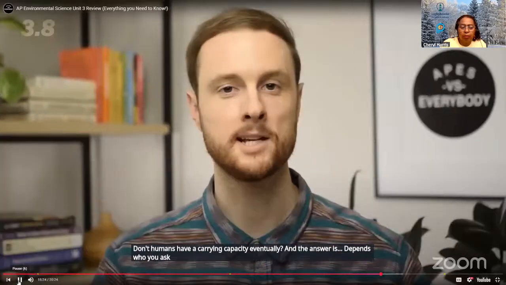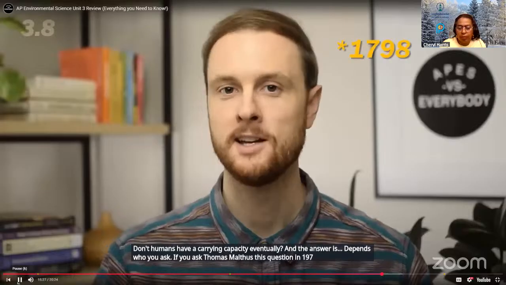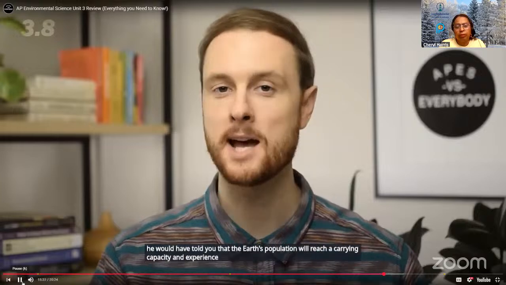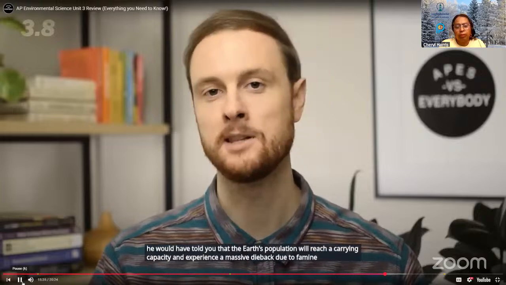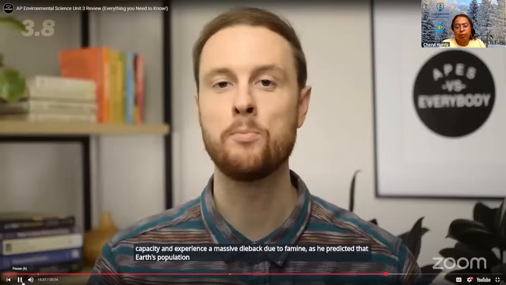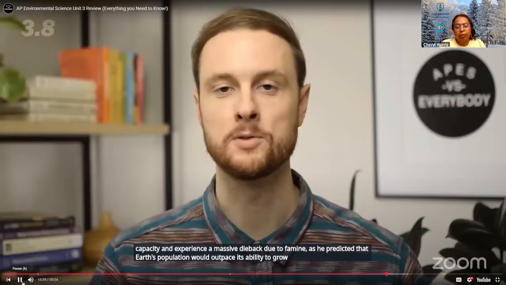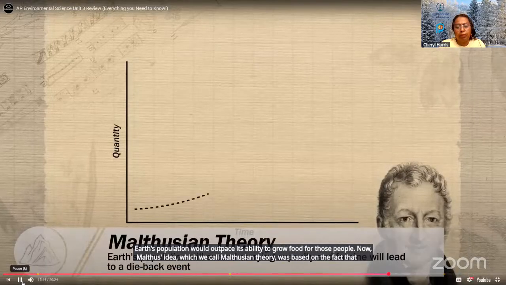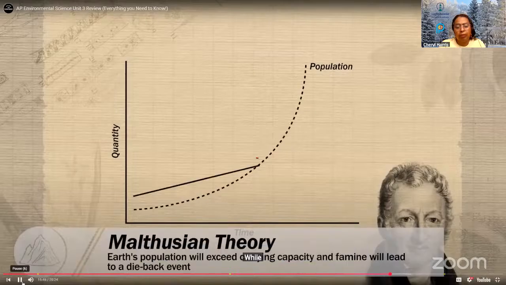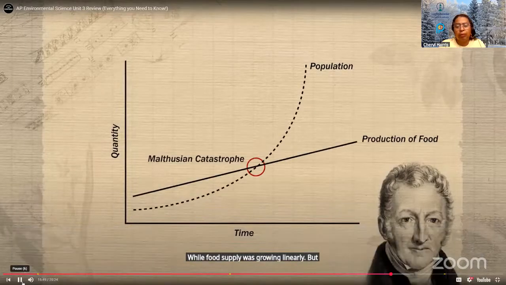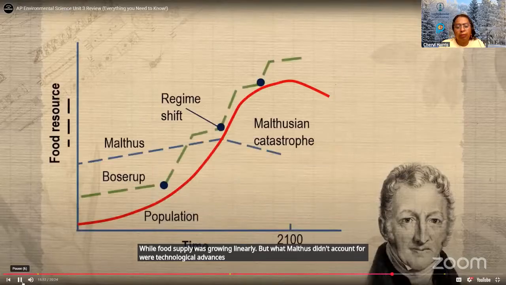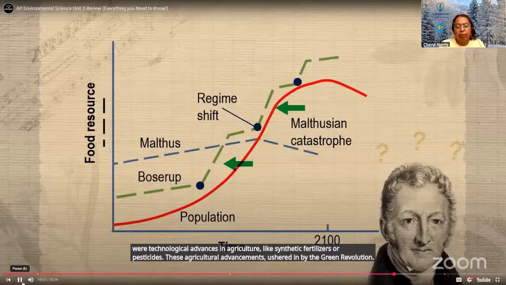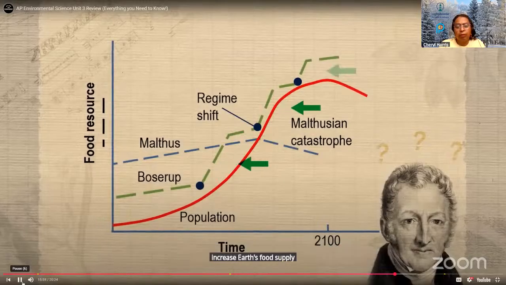If you asked Thomas Malthus this question in 1978, he would have told you that the Earth's population will reach a carrying capacity and experience a massive dieback due to famine, as he predicted that Earth's population would outpace its ability to grow food for those people. Now, Malthus' idea, which we call Malthusian theory, was based on the fact that Earth's population was growing exponentially while food supply was growing linearly. But what Malthus didn't account for were technological advances in agriculture like synthetic fertilizers or pesticides. These agricultural advancements, ushered in by the Green Revolution, increase Earth's food supply and effectively increase Earth's carrying capacity for humans.